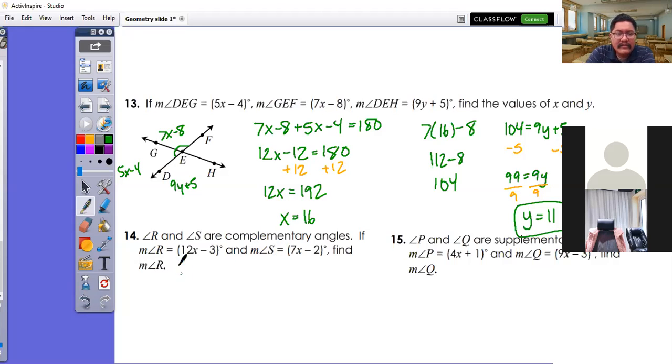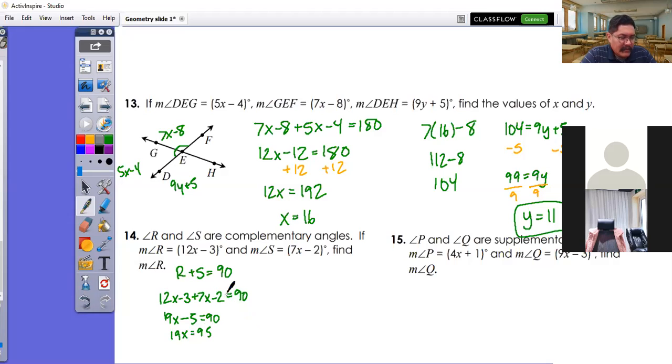So we know they're complementary. So we know that R plus S equals 90. We know that R, right in here, so there's our R, is 12x minus 3, and S is 7x minus 2. And these two together should equal 90. So that would be 19x minus 5 equals 90. And again, I'm just using basic algebra here.